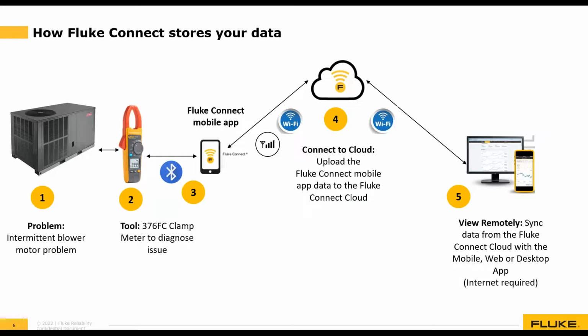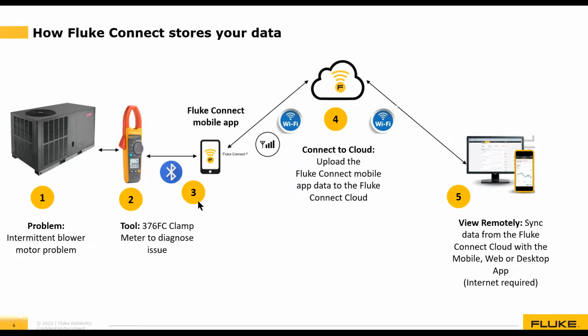Our next screen shows you how the flow of data happens within the Fluke Connect system. So here's an overall flow of how the data is stored and moved through the various systems in a typical scenario. In step number one, let's say you have an intermittent blower motor problem with a rooftop HVAC package unit. In step number two, you go out and grab your handy dandy 376 FC clamp meter to diagnose the issue, and you connect it to the blower motor.